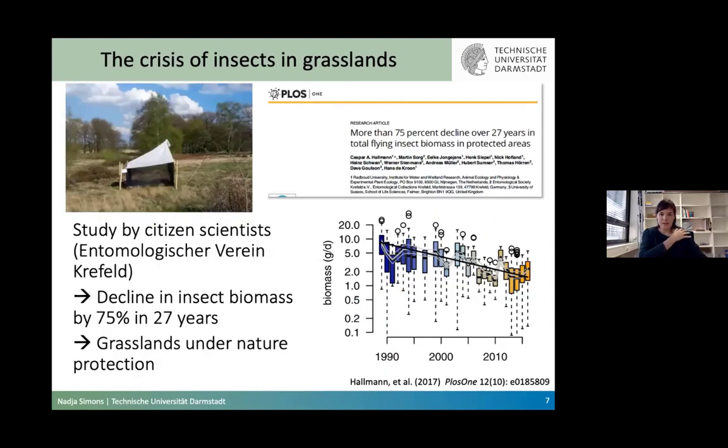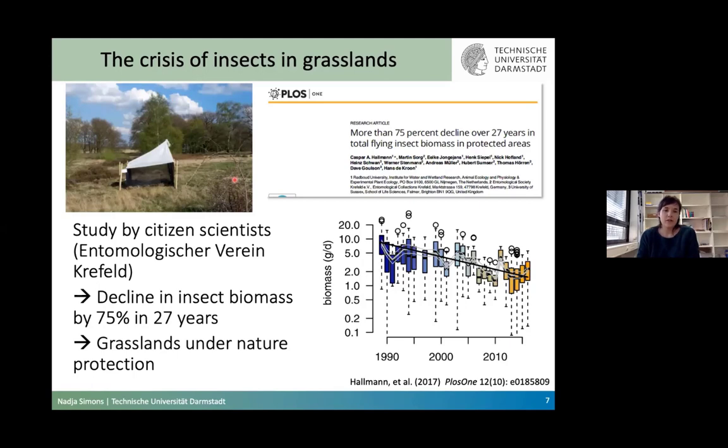In 2017, then, Kaspar Hallmand and his colleagues showed that the loss of insects is not restricted to attractive species such as butterflies, but that it affects the whole insect community. They analyzed data from malaise traps that you can see in the picture. And these malaise traps collect flying insects.